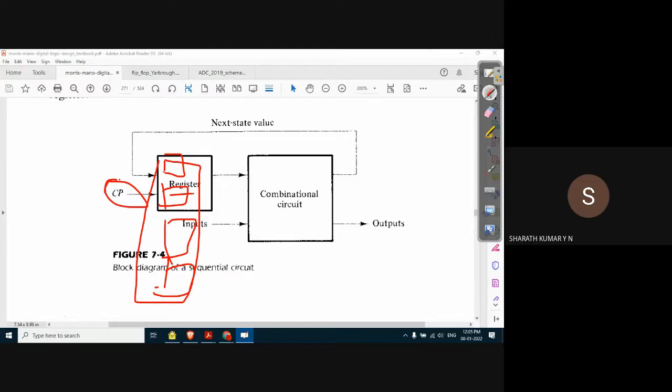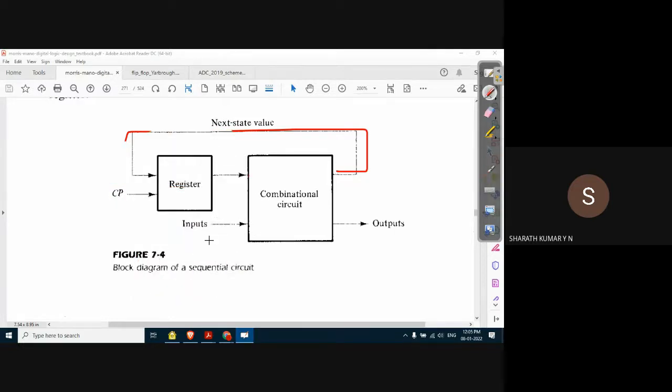This register will have an input clock pulse, and the output of the combination circuit is given as an input to the register, and the output of the register becomes input for the combination circuit. This combination circuit also has its own output. That means we can read the output from the register as well as from the combination circuit. So depending on the previous condition, the next state of the register can be determined.